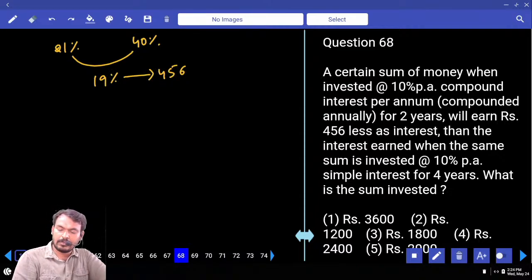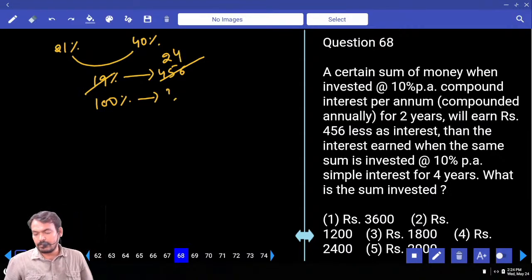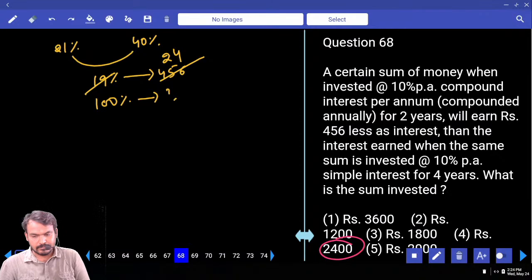What is the 19% value given? 456. But we required the sum invested. How much percent do we need? 100%. 19 almost 2 times. Again 4 times. Then answer 2400.